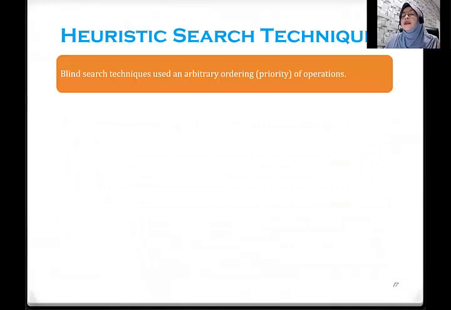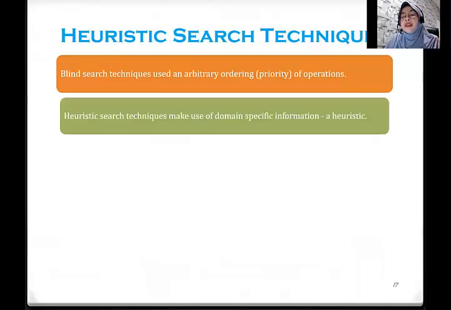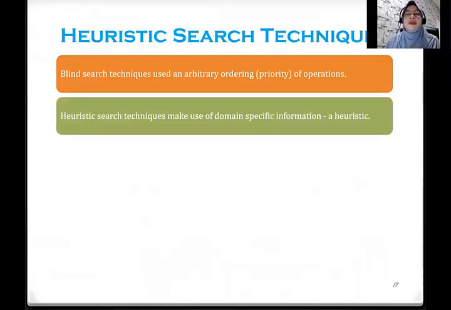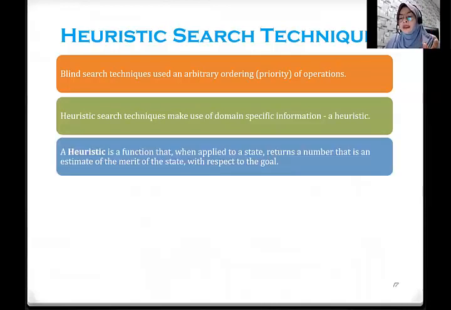Blind search techniques use an arbitrary ordering or priority of operations, whereas heuristic search techniques make use of domain-specific information. This is called a heuristic. A heuristic is a function that, when applied to a state, returns a number that is an estimate of the merit of the state with respect to the goal. So we use a heuristic to estimate how far the solution that we obtain is from the goal solution or goal state. It tells us approximately how far the state is from the goal state.